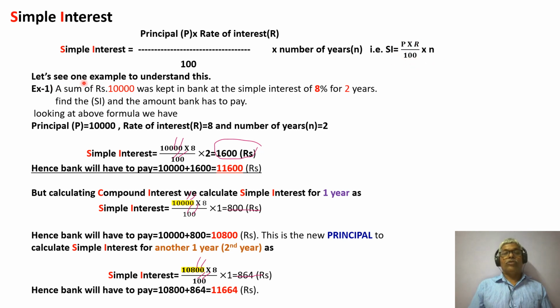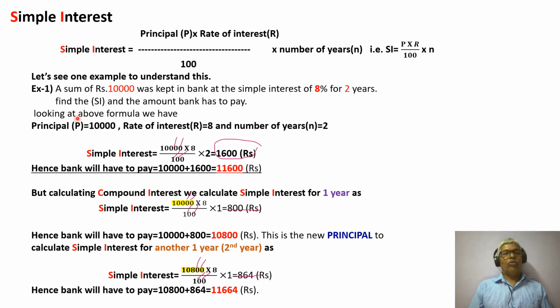You need to buy at this. Okay, now to understand this in a better manner, let us solve one example. A sum of rupees 10,000 was kept in a bank at a simple interest of 8% for 2 years. Now we have all these quantities. This is P, this is R, and this is n. Find the simple interest and the amount the bank has to pay up to 2 years.